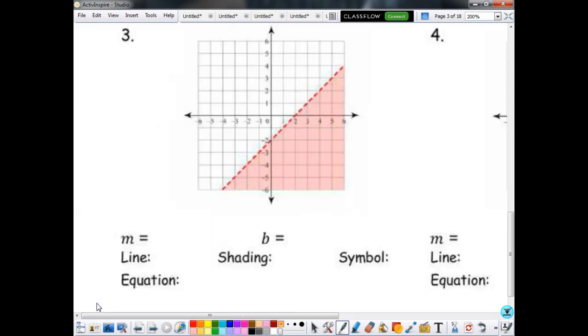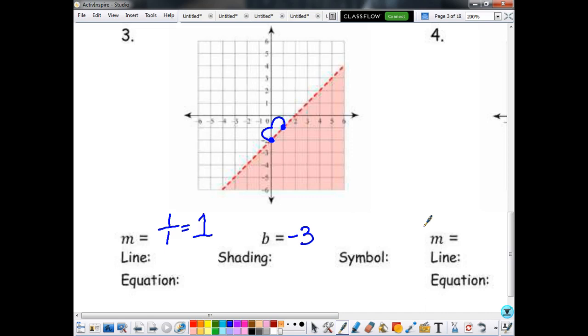Okay, so for 3, you find 2 points to get the m. So I'm going to use my y-intercept and this next point right here. So my y-intercept is -3. And for my slope, I have to go up 1 and then over 1. So that's 1 over 1. 1 divided by 1 is just 1.